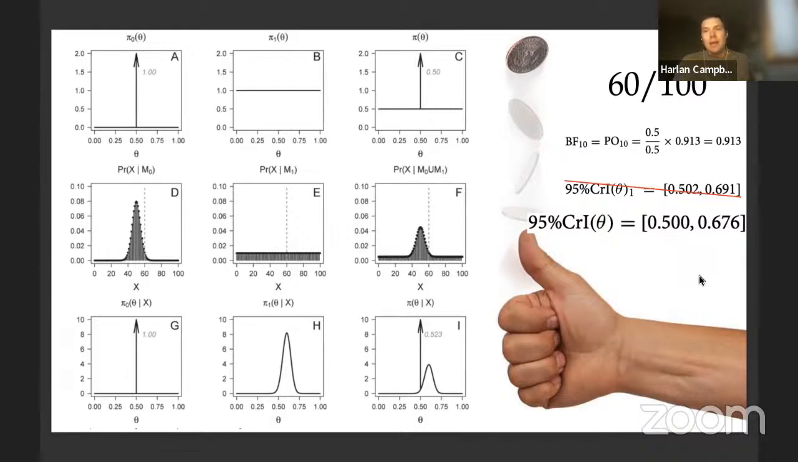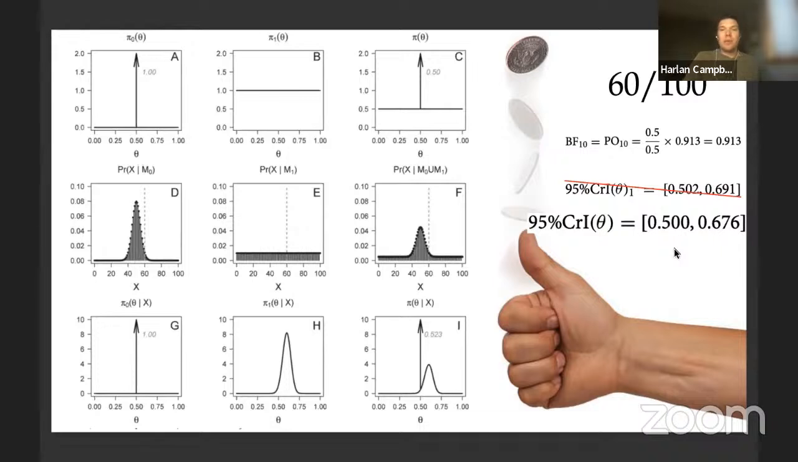0.676. And so here we see that the testing result and the estimation result are not in contradiction. In fact, they are in agreement, and this kind of solves the issue. And we would argue that this credible interval is the appropriate measure of uncertainty here.